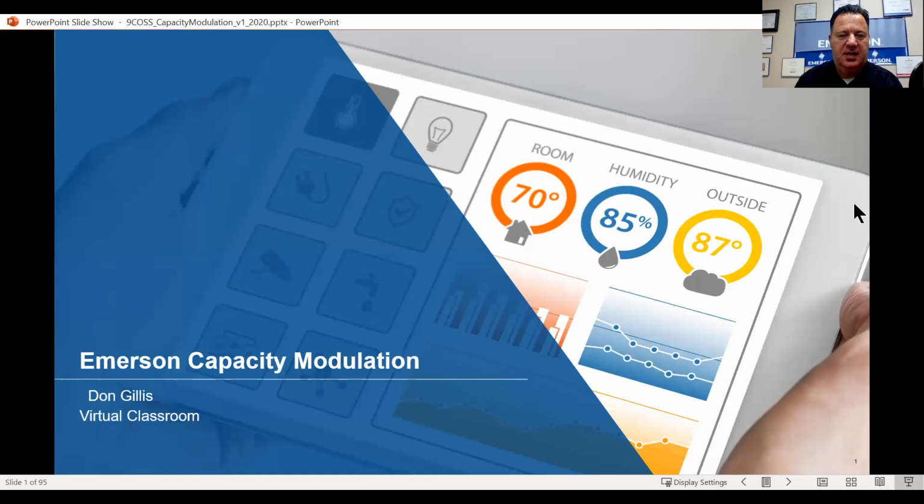Okay. Again, I'm Don Gillis with Emerson. This is going to be our virtual classroom. We're going to be talking about capacity modulation today.